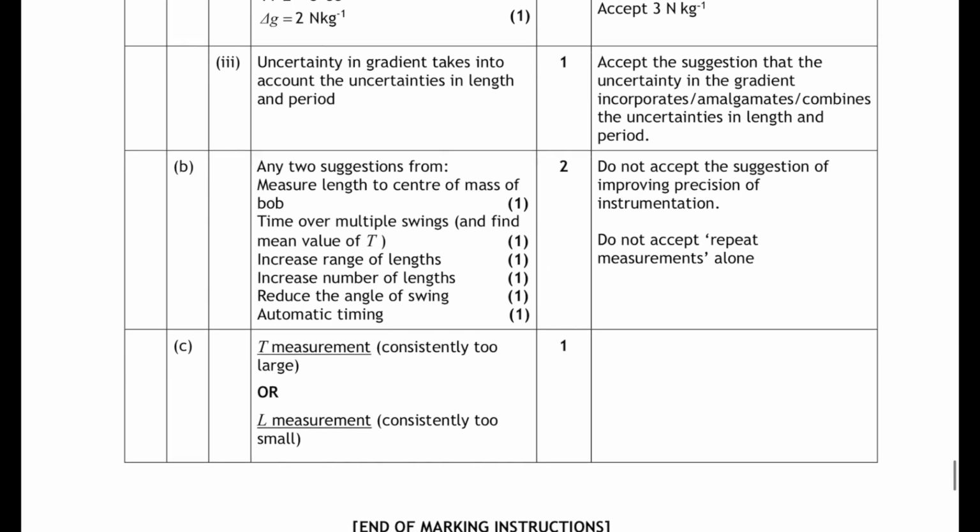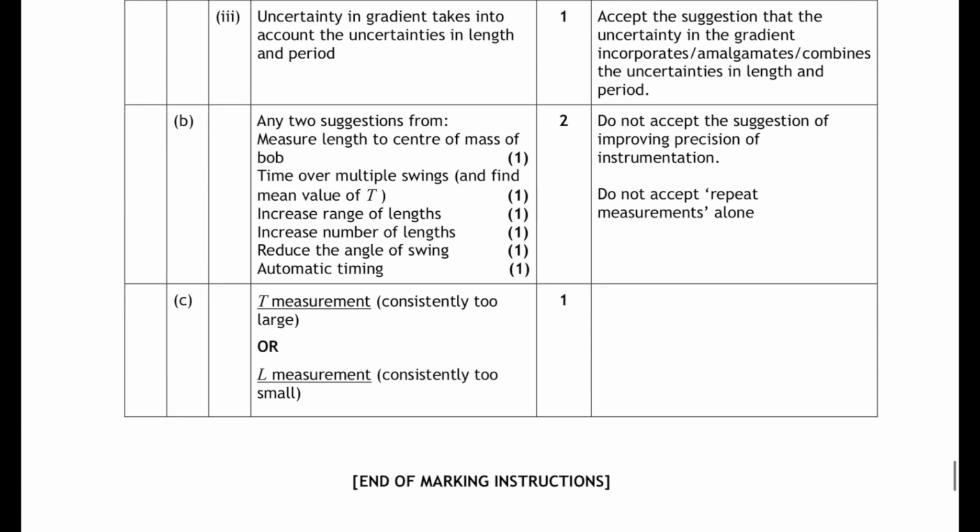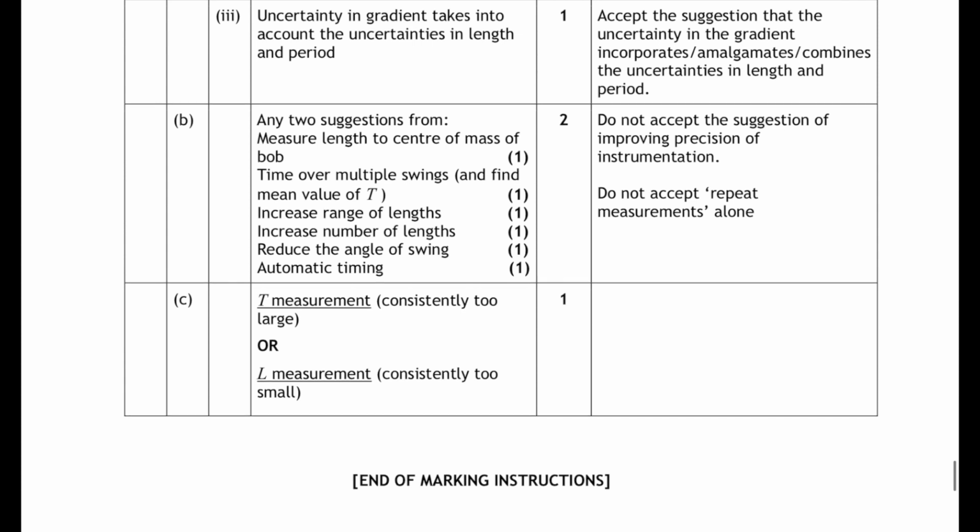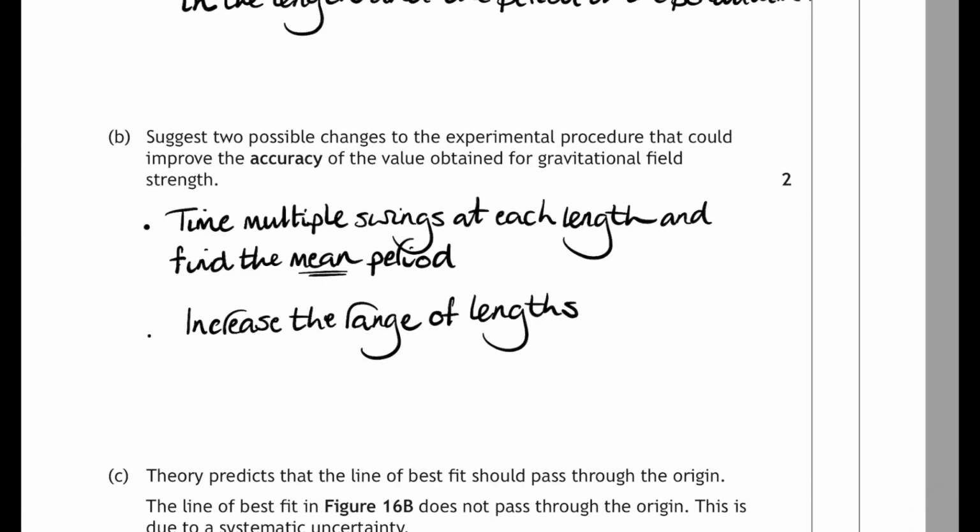And if you look at the marking instructions, there's a whole load of other stuff you could have said as well. For example, measure the length to the centre of the mass of the bob, reduce the angle of the swing to make it a better model of simple harmonic motion, or use automatic timing to get rid of human reaction time. So a whole range of answers you could have put there.